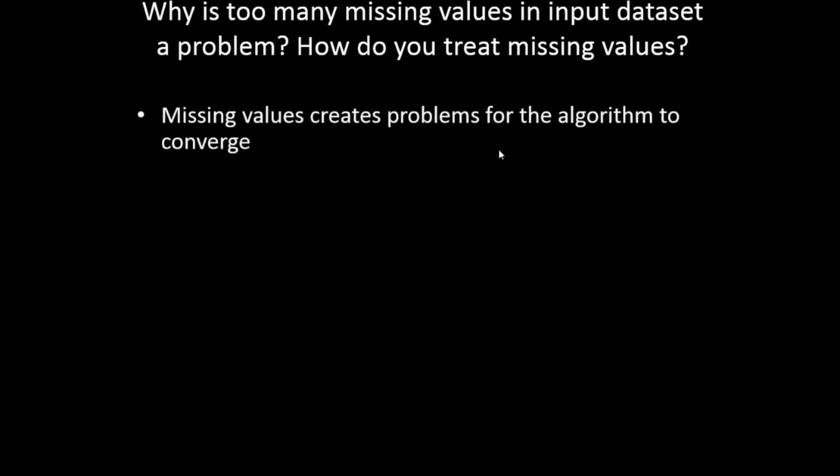Well, missing values actually create problems for the algorithm to converge. A lot of times, if your data set has too many missing values, it takes a lot of time to converge firstly, and also many times your algorithm will not converge. That means if you're running a logistic regression or a discriminant analysis, most likely with a large number of missing data, it's not going to converge properly.